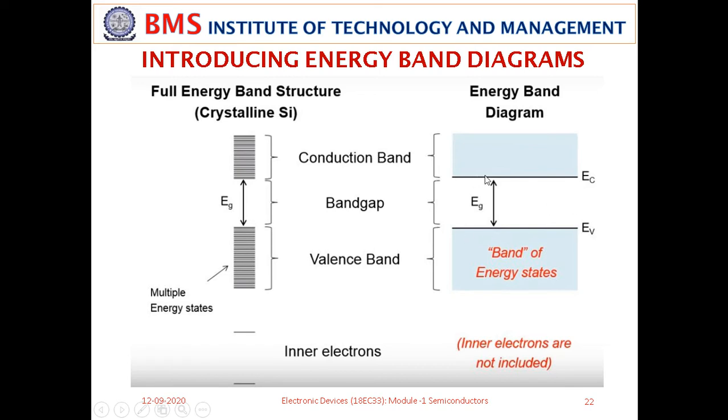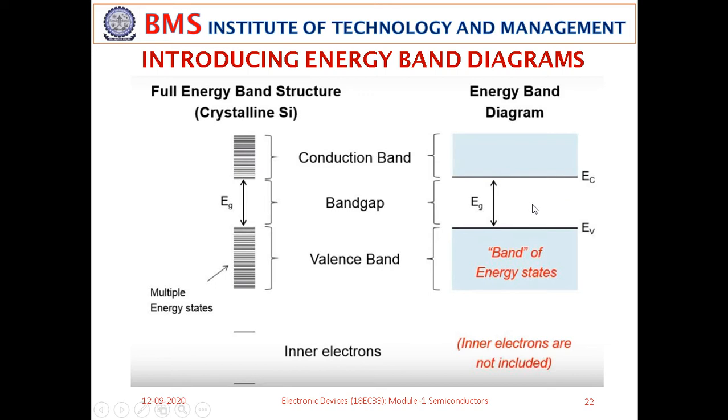To continue further, this complete diagram has been rewritten in the form of two horizontal lines like this. The upper line represents the minimum energy level of the conduction band. The lower line indicates the maximum energy level of the valence band. The distance between them is nothing but the forbidden gap, or energy gap. In this energy band diagram of a semiconductor, we don't want to show the inner electrons; we just show it by drawing these two horizontal lines.